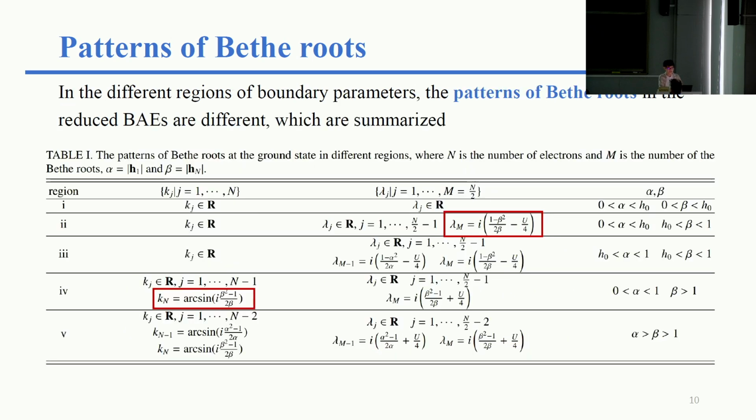Here we give the patterns of the Bethe roots in different regions. And you can see that there are 2 cases of the Bethe roots. One case is that k_j is real, and the other is that it will be connected with the boundary parameters. We call the Bethe roots connected with the boundary parameters the boundary strings, or some people call them the boundary bound states.